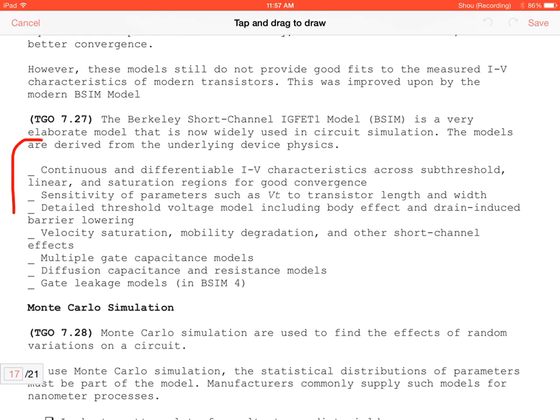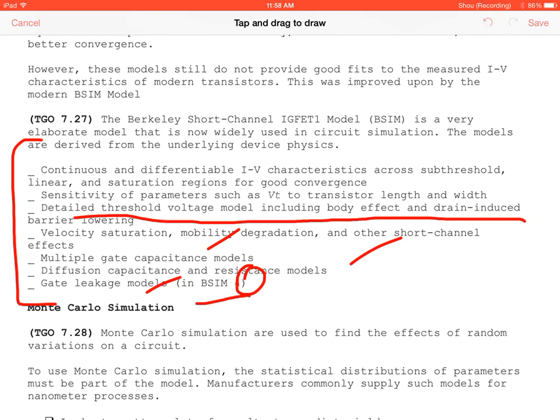So now we can use all the things that we were talking about before: multiple gate capacitance models for different PMOS and NMOS transistors, diffusion capacitance and resistance models, gate leakage. Now that we're getting smaller and smaller, and BSIM4, where 4 is just the version number, you now have to worry about punch through, gate leakage, capacitance, and a detailed threshold voltage model, including body effect and drain-induced barrier lowering.